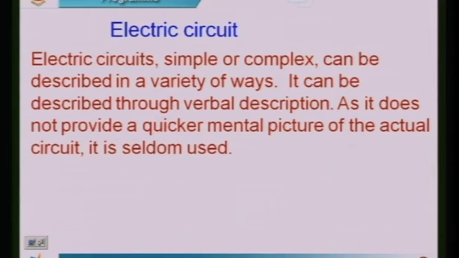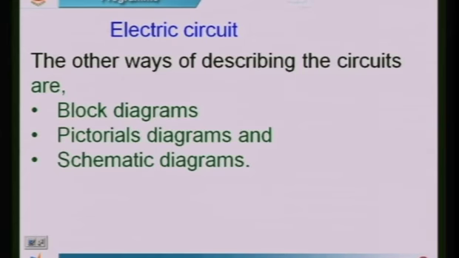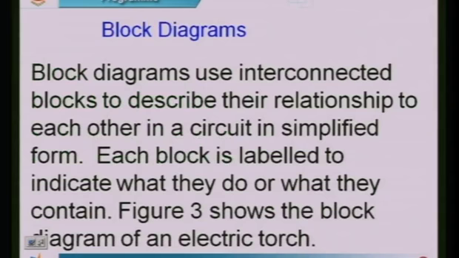Electric circuits, simple or complex, can be described in different ways. It can be described through verbal description, but as it does not provide a quick mental picture of the actual circuit, it is seldom used. It can be other ways also: block diagrams, pictorial diagrams, and schematic diagrams. Block diagrams use interconnected blocks to describe their relationship to each other in a circuit in simplified form. Each block is labeled to indicate what it does or what it contains.